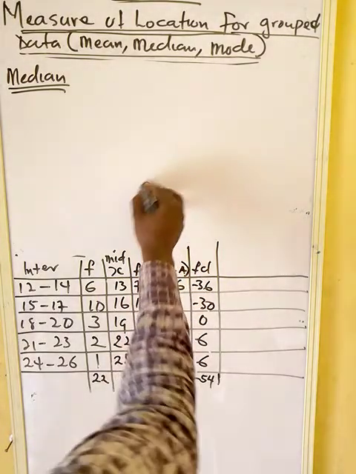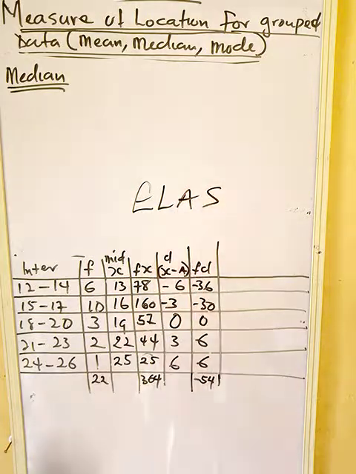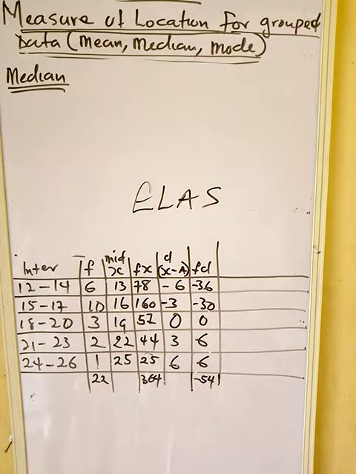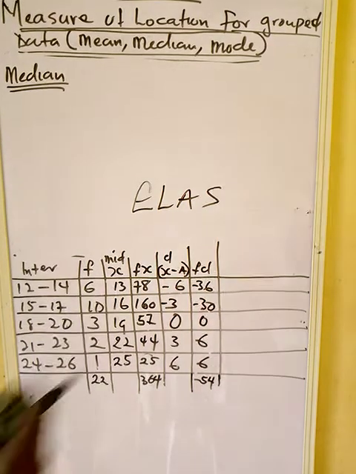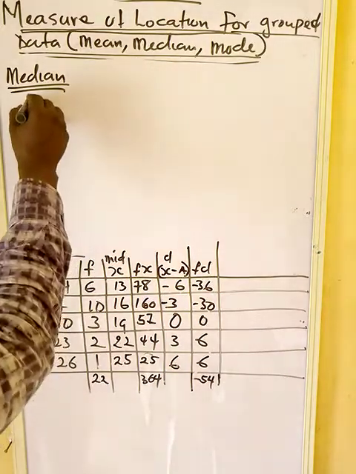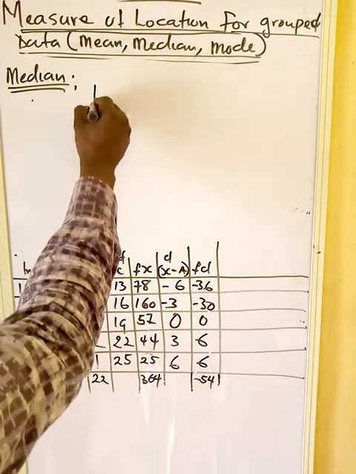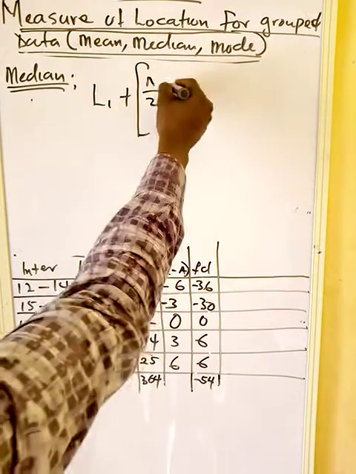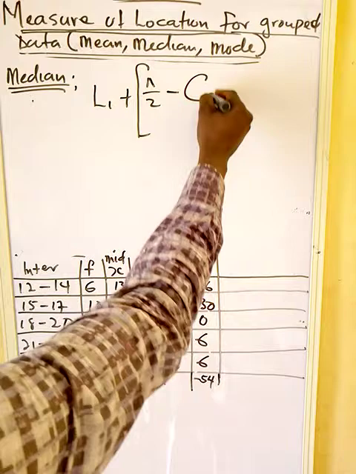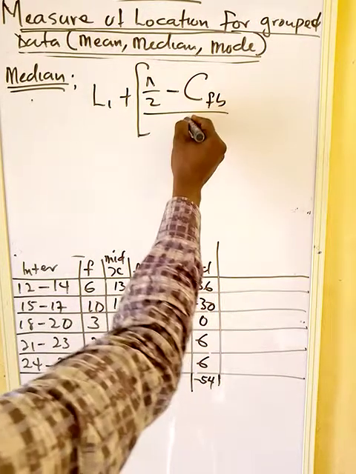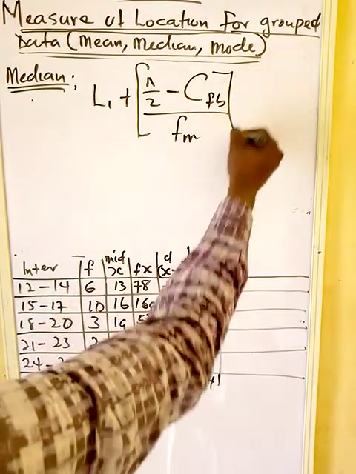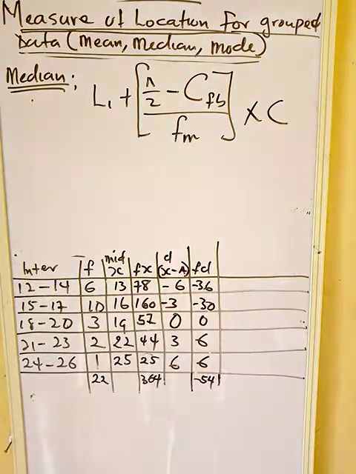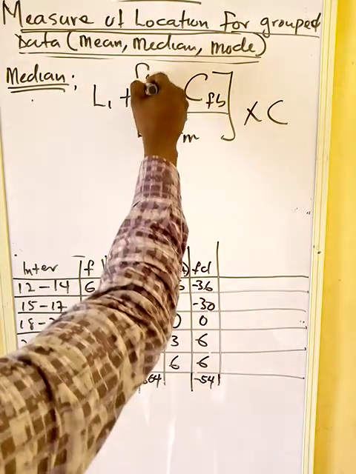So what we are doing now is median. We are doing what? Median. Now the formula for median is L1 plus n over 2 minus CFB over FM times C. So we need to divide this.